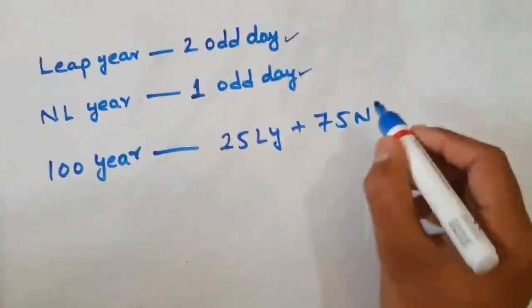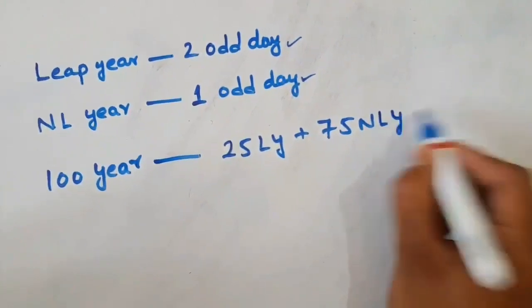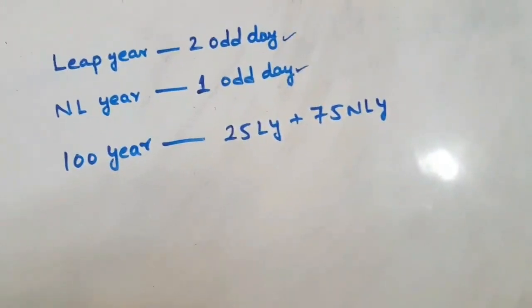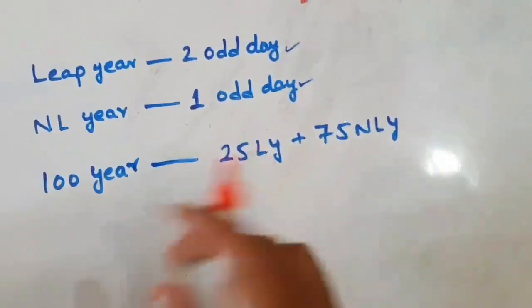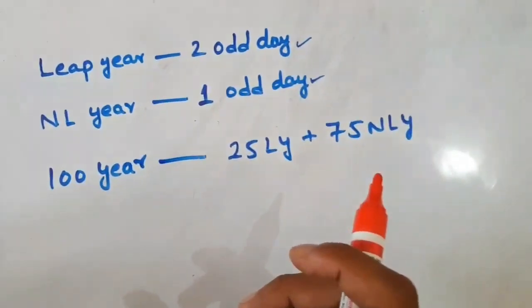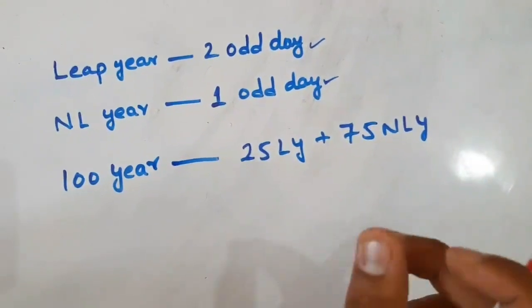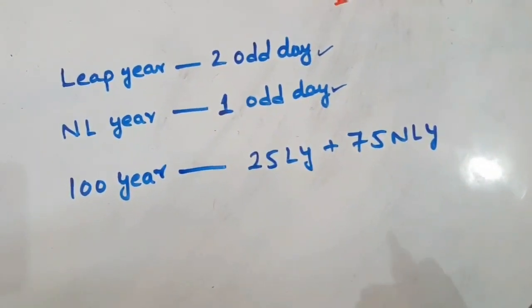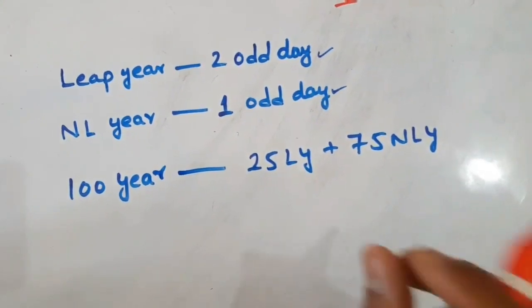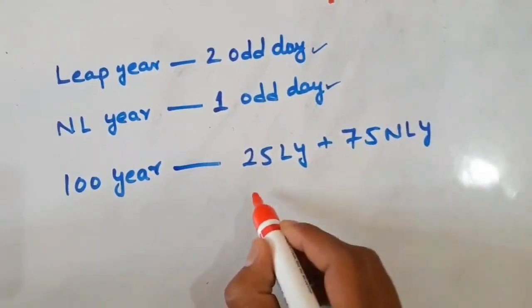But the thing is, the 100th year is not a leap year. Why? Because the 100th year is a century year. To tell whether a century year is a leap year or not, we have to divide by 400. If I divide by 400, I won't get remainder 0. So the 100th year is not a leap year. So that 1 year we have to remove.